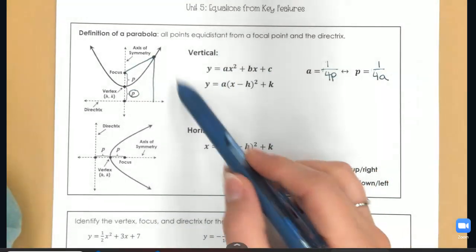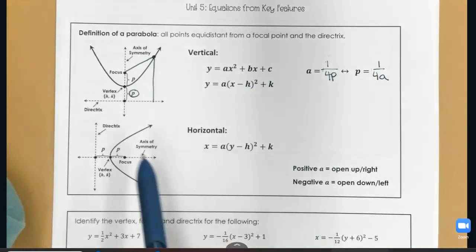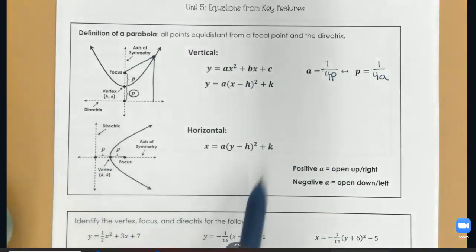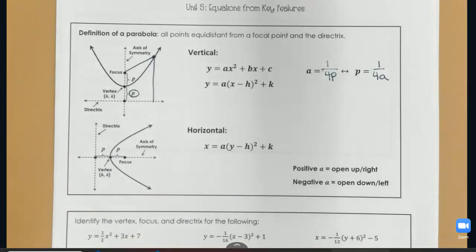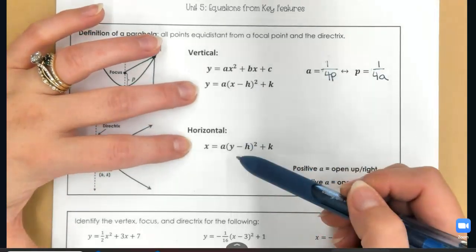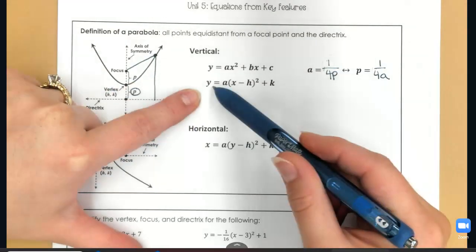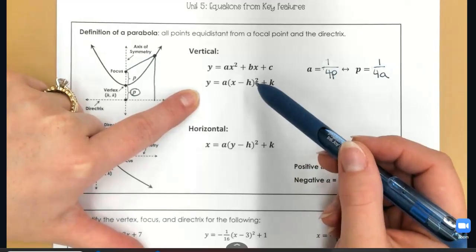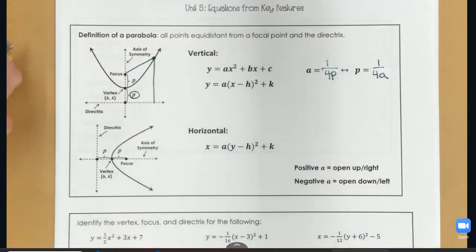So vertical parabola, opening up or down, depending on whether A is positive or negative. And then we're also going to look today at horizontal parabolas that open either left or right, again, depending on whether A is positive or negative. The difference here that tells you whether it's vertical or horizontal is where X and Y are in the equation. Notice that they switch spots. So if you have Y equals, you have a vertical parabola. If you have X equals, you have a horizontal parabola.